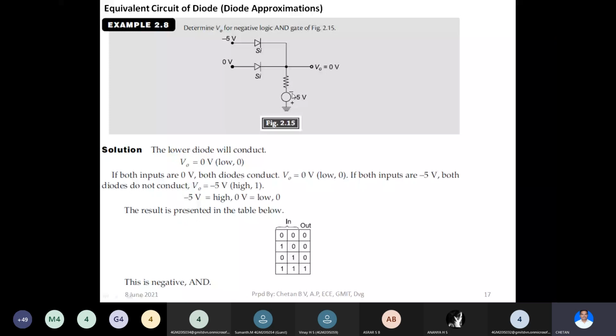So it is as good as saying when both inputs are 1, output will be 1, because output is minus 5 when both inputs are 1. When both inputs are minus 5, both diodes would be off and your output V naught will directly come into contact with minus 5. Hence output would be minus 5 and should be considered as logic 1. So the behavior completely matches or maps with this truth table. Hence the negative logic AND gate is realized. I hope this is also clear to you and there are no doubts in this.